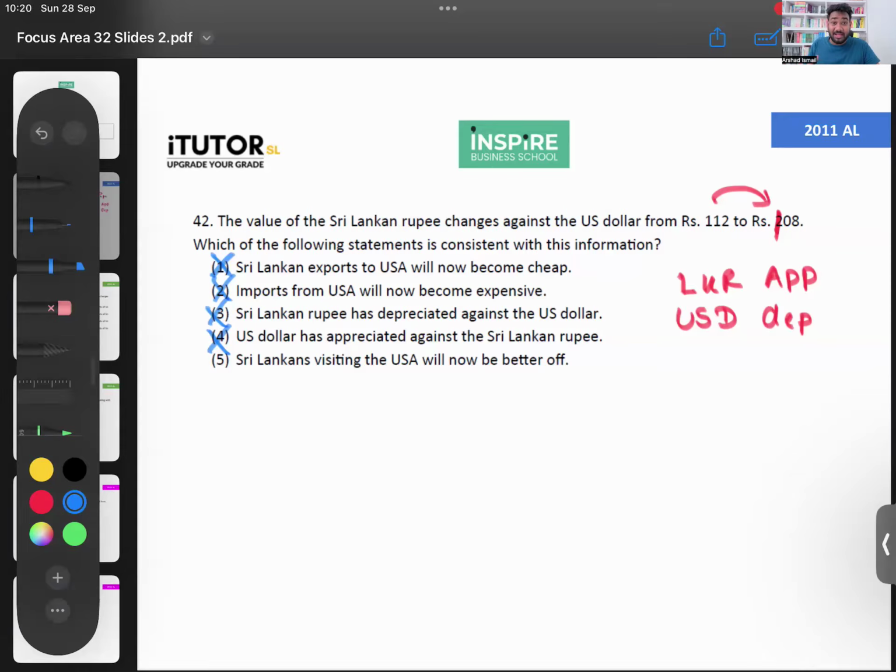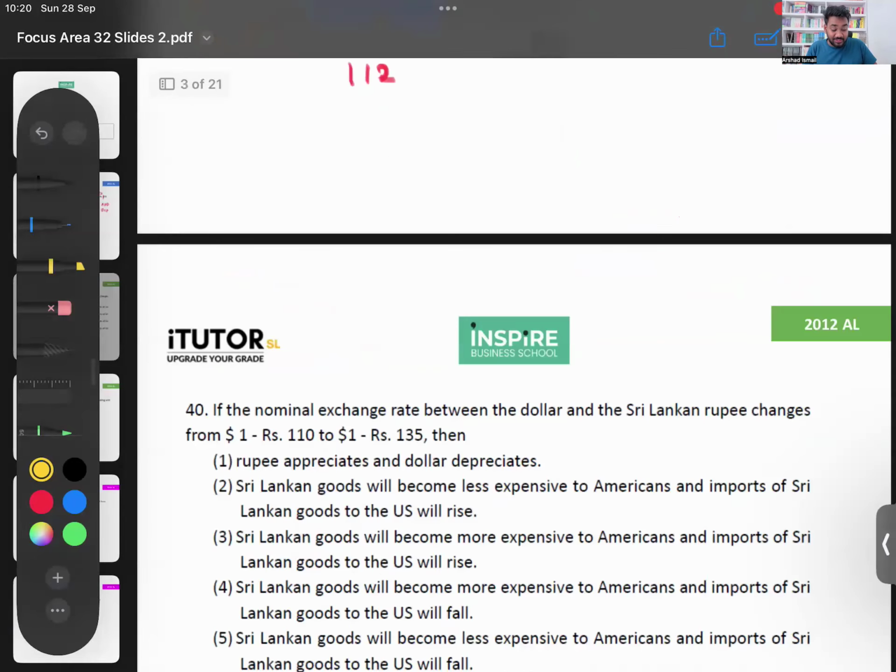Sri Lankans visiting the US will now be better off. Correct me if I'm wrong. Just imagine I'm going to the US and I need $100,000. Earlier, it would be 100,000 times 112. But now it is only 100,000 times 108. So the amount of rupees that I need now will be much less. It's cheaper for me to travel. So answer number 5.